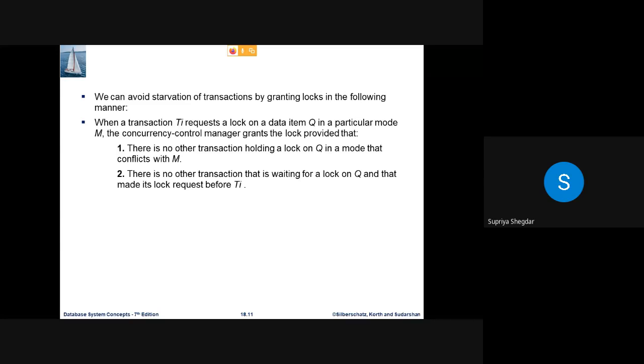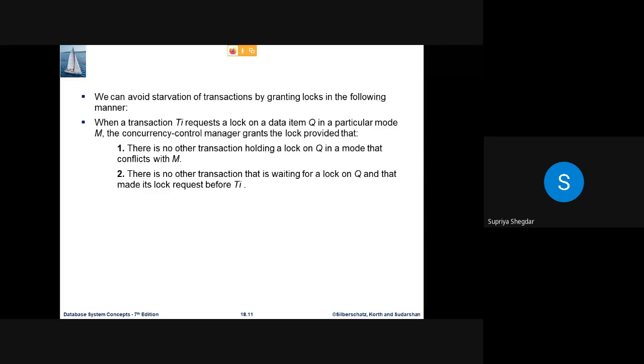And the second point is that there is no other transaction that is waiting for the lock on Q and that made its lock request before Ti. So the second possibility to avoid the starvation is that there is no other transaction waiting for the lock on the data item Q. These two are the possible ways to avoid the starvation.